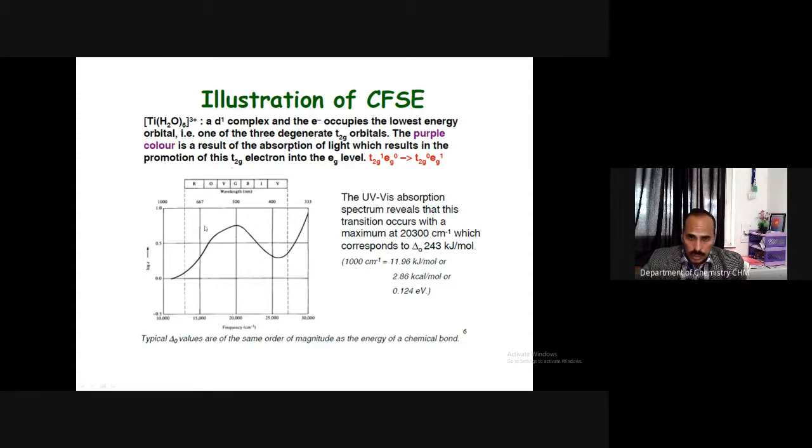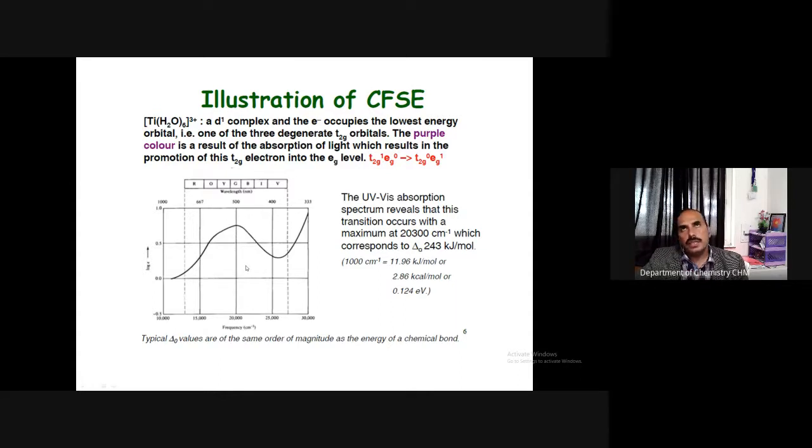Now, about this recording with the spectrophotometer, there is a separate video that I can share with you, also available, on how a spectrophotometer works. Basically, in a spectrophotometer, which you will be using in your practical lab, you can take a complex and make a solution of it. If you take titanium hexaaqua 3 plus, it will look purple in color, and you take the solution in a glass cuvette. You take that cuvette to the instrument called a spectrophotometer.